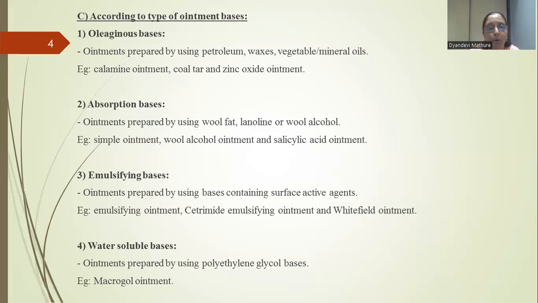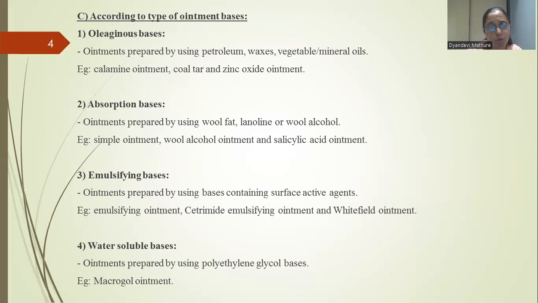The second type of ointment base is absorption base. So if we are using bases like wool fat, lanolin or wool alcohol, they are nothing but absorption base ointments. Say, for example, simple ointment, it is prepared by using the absorption base.